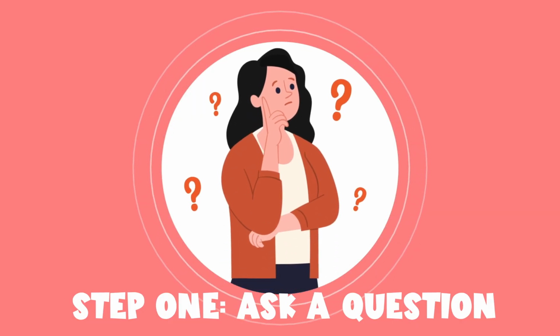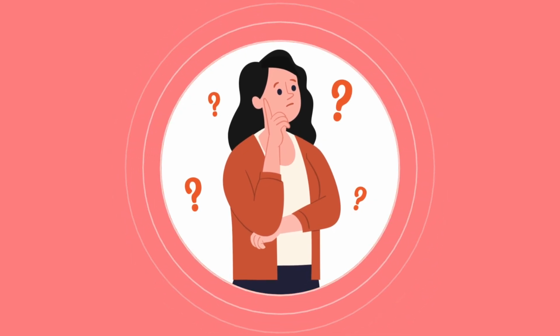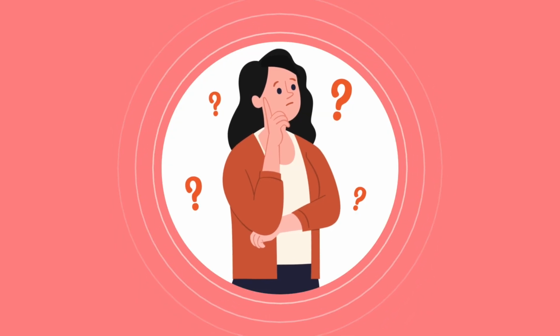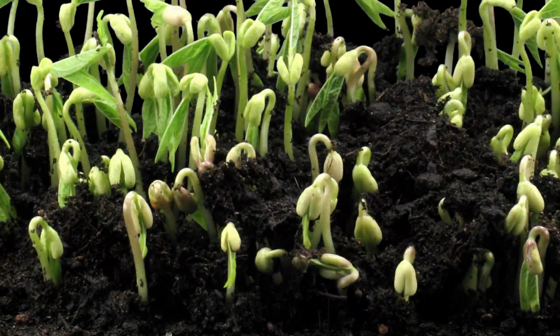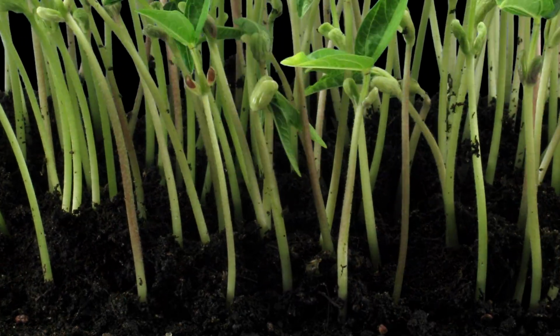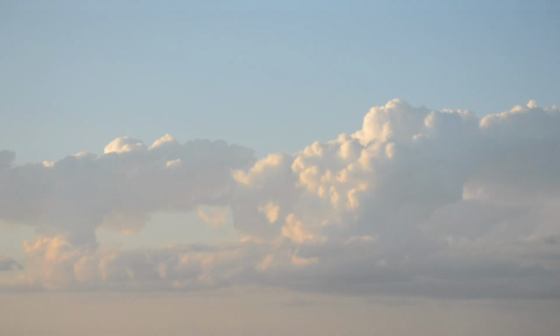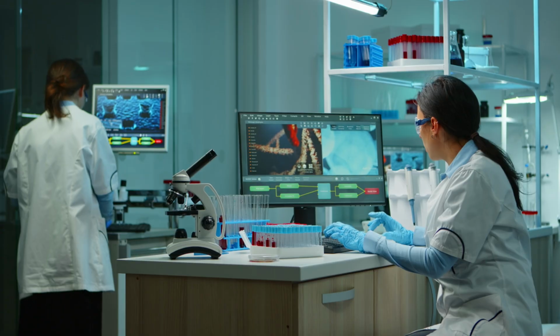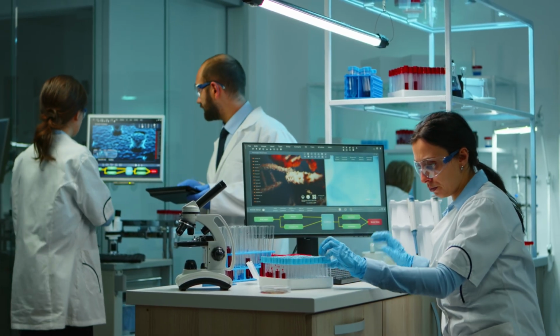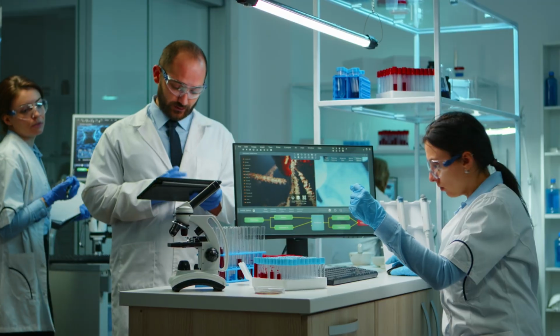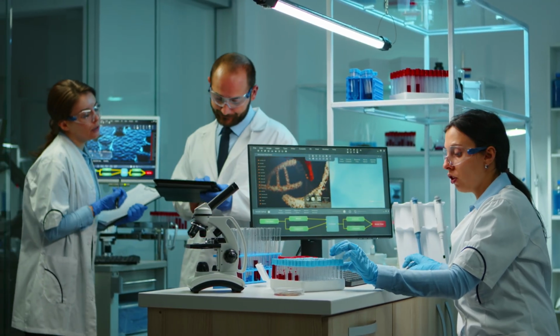Step 1. Ask a question. The process starts with curiosity. A scientist notices something and wants to understand it better. This might be about how animals behave, why the weather changes, or what makes plants grow faster. The question is clear and specific. For example, what conditions help beans grow tallest? Or, how do clouds form different shapes? The better the question, the easier it is to design a way to find the answer. A good scientific question focuses on something that can be tested through observation or experiments.